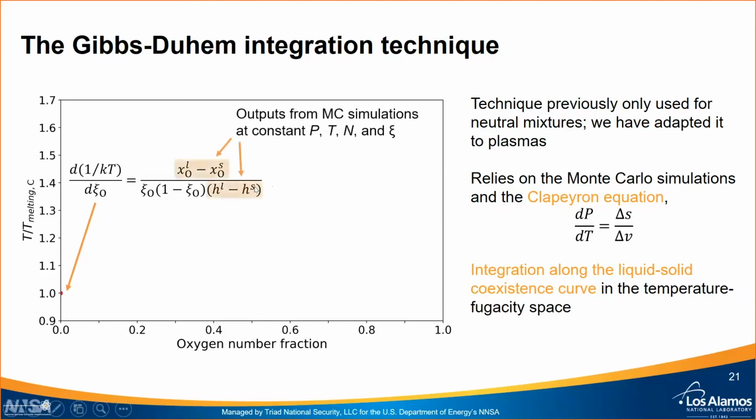So to evaluate those terms, we use Monte Carlo simulations that are performed in a semi-grand canonical ensemble where the pressure is constant, the temperature is constant, the total number of ions is constant, and the fugacity fraction is constant. So I will explain how those work in the next slide. But now let's assume that those are given quantities. It allows us to compute this derivative and start our integration of the phase diagram.